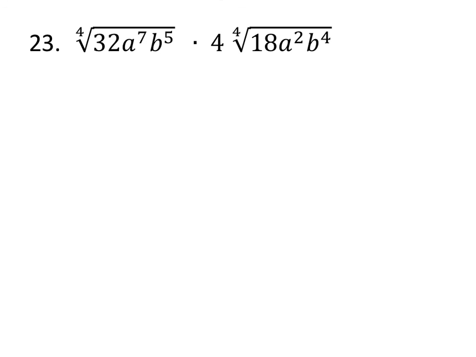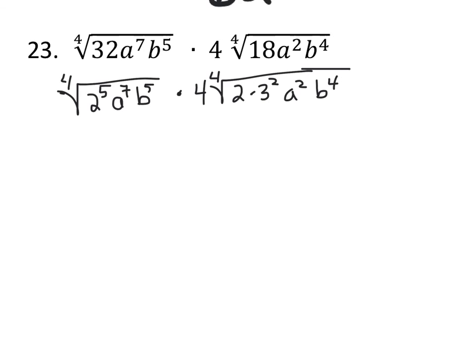All right, in our last problem, we are going to multiply these two radicals together and simplify them. So the first thing we're going to do is go ahead and break out these numbers that are underneath the radicals into their prime factors so we can see if there's anything that we can factor out first.